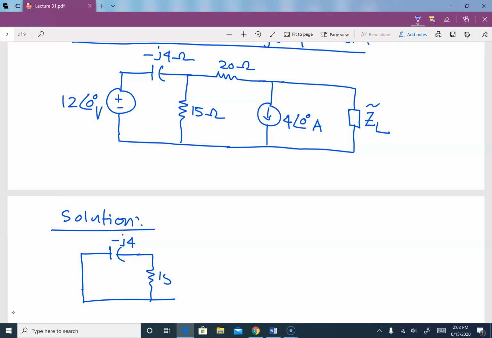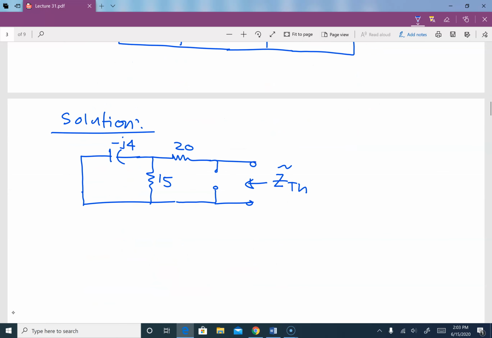We have 15. We have 20. The current source here will be open. And then this is where we open ZL, so we need Z Thevenin here. So if you look at the Z Thevenin, negative J4 parallel with 15, and then plus 20.